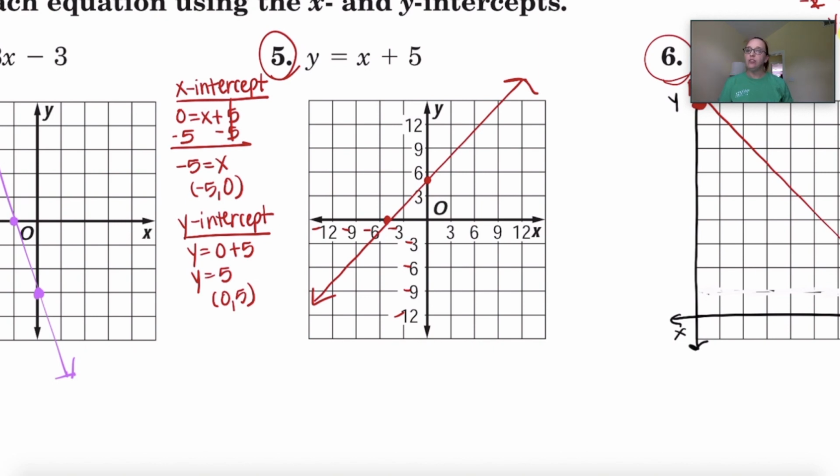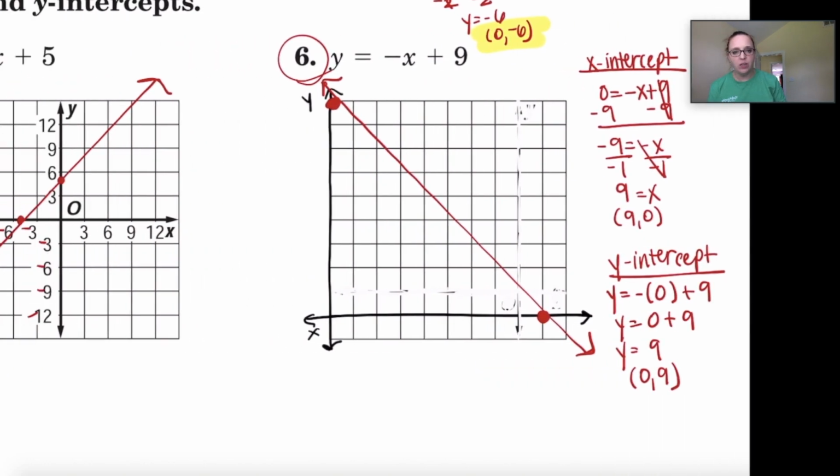All right, so let's review these. This is number 5. The x-intercept was negative 5, 0, and the y-intercept was 0, 5. I want you to notice how they chose a weird scale here, and so they counted by 3s, but that's okay. I could still plot negative 5, 0, and same thing here. I guesstimated where the 5 would be on the y-axis.